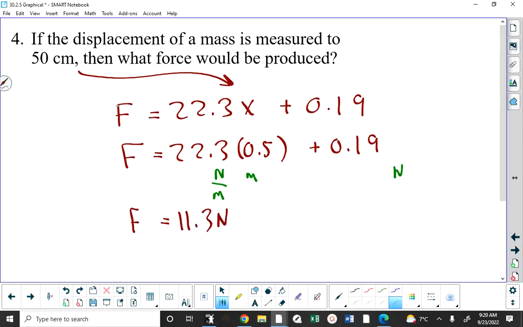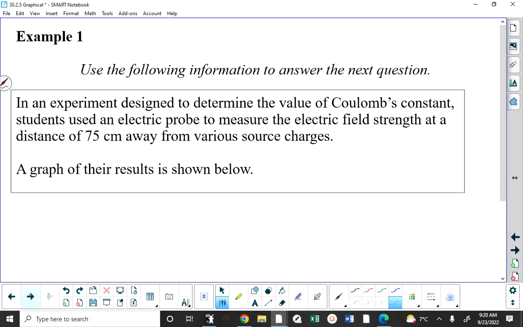Now, everything I've done so far in the last 20, 25 minutes or so is not Physics 30 related. It's in terms of content, but it's related in terms of the idea of a graphical analysis. Let's move on now, and let's take a look at a situation that is a Physics 30 situation.